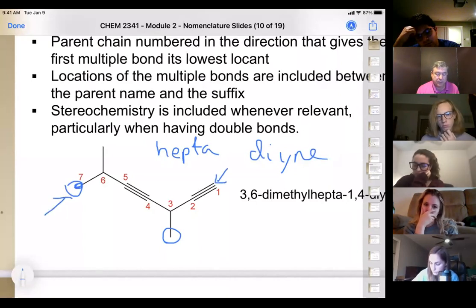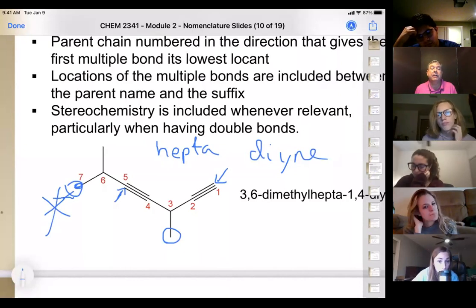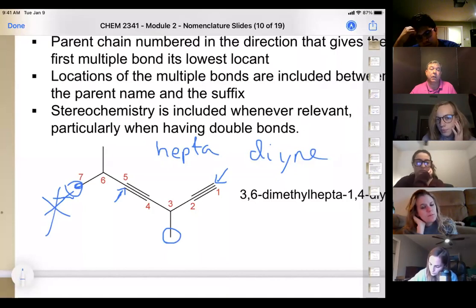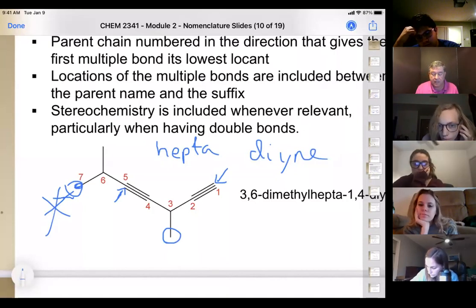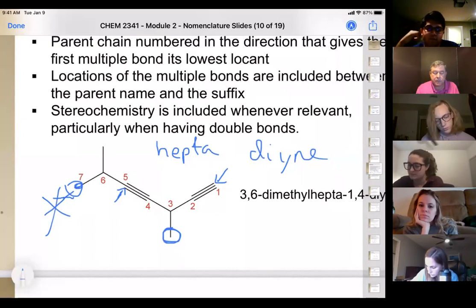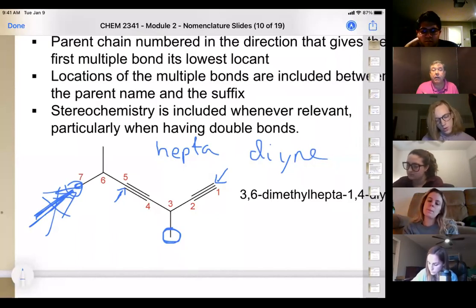We did not start here because that would have put the first alkynyl carbon at 3. So we must start on the side that gives us the lowest number for the alkynyl carbon. And that also puts us right here at our substituent 3. Remember that, because if we just looked at giving the substituent the lowest number, we would have started on this other side. So make sure that you always put the alkene and alkyne first carbon as the lowest number possible.